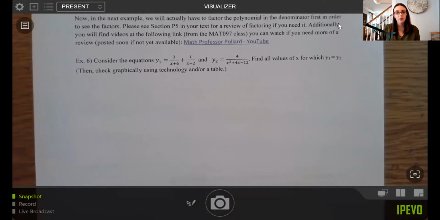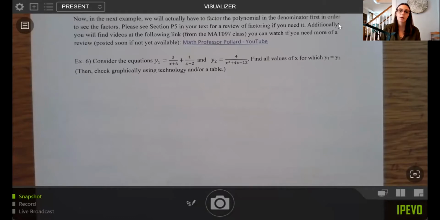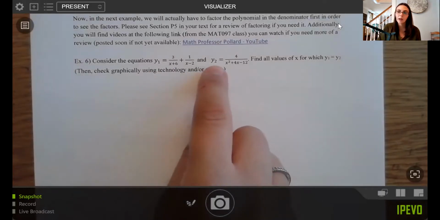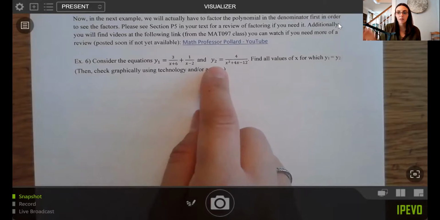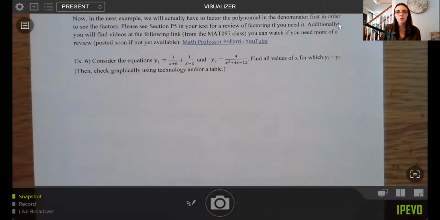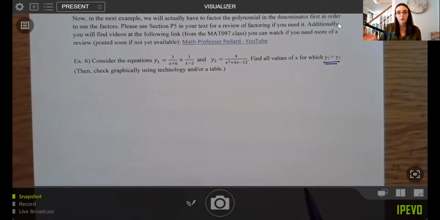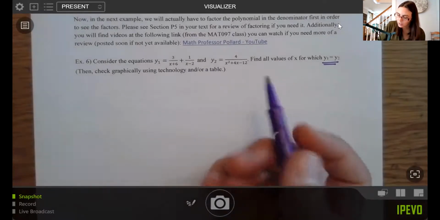So let's consider the equations y1 equals 3 over x plus 6 plus 1 over x minus 2. And a second equation, y2 equals 4 over x squared plus 4x minus 12. Now, the subscripts for the 1 and the 2 don't mean anything. They're not squares or anything like that. They're just trying to tell us equation 1, equation 2. We're going to find all values for x for which these two equations are equal. So for them to be equal, what I'm going to do is actually start by setting those two equations equal to each other.